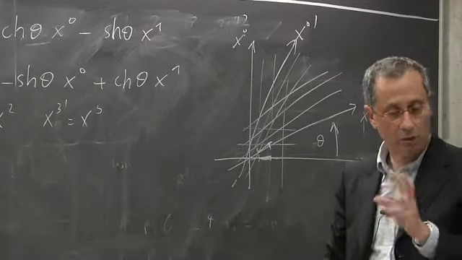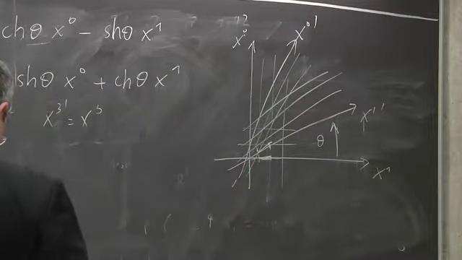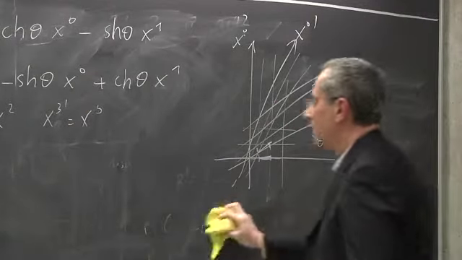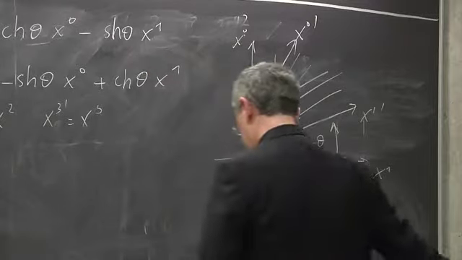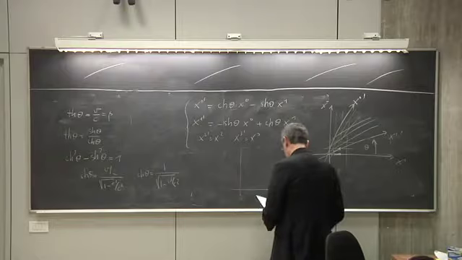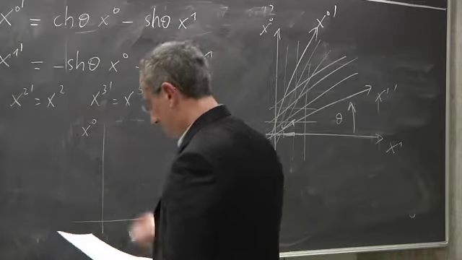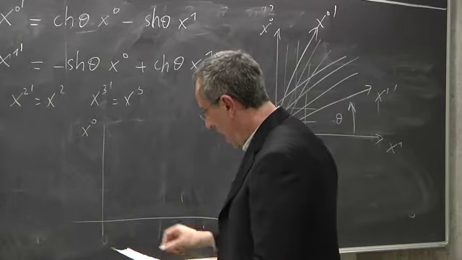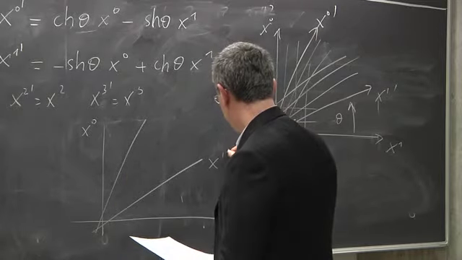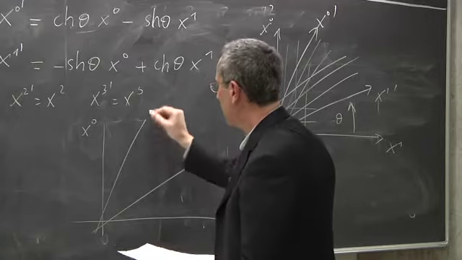So by using this rotation, you can, for instance, show this fact about two events. Let's do this. I start with x1 and x0, right? And then I have this boost, x1 prime and x0 prime.